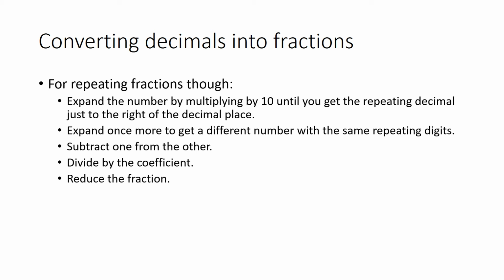So you've got two numbers that both have the same repeating digits on the right-hand side, so you can subtract one from the other and get a whole number with no repeating digits because they cancel out. Once you've got that, you divide by the coefficient and reduce the fraction. Did you understand all that? Let me show you an example.